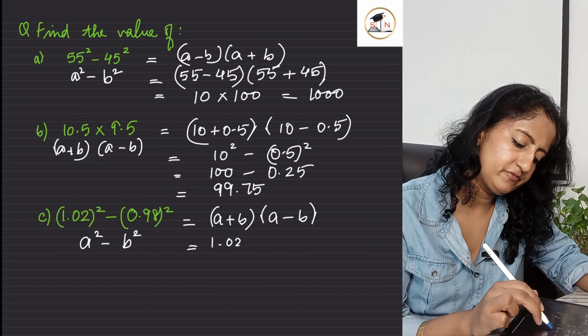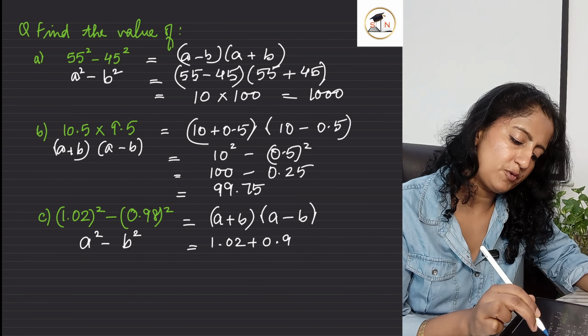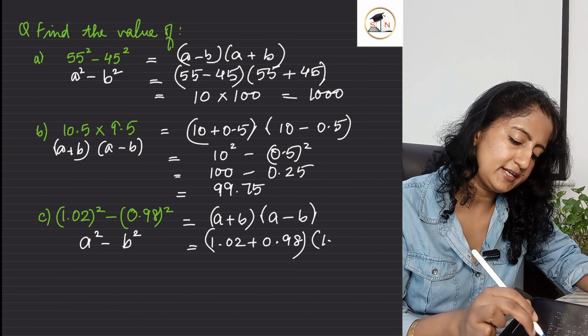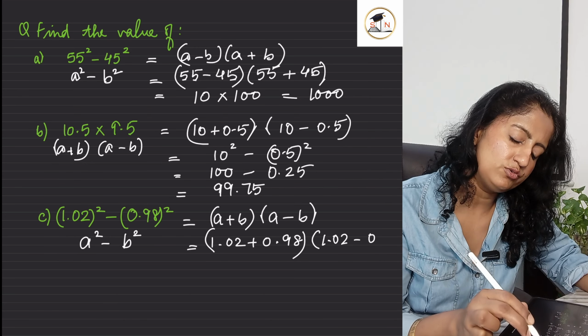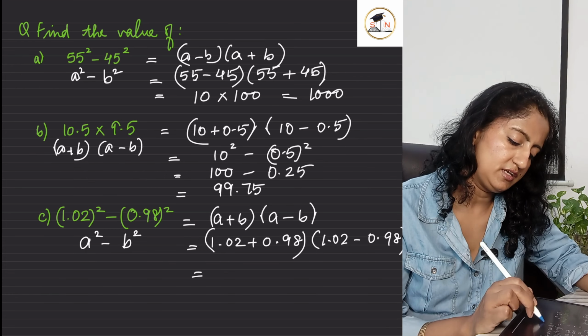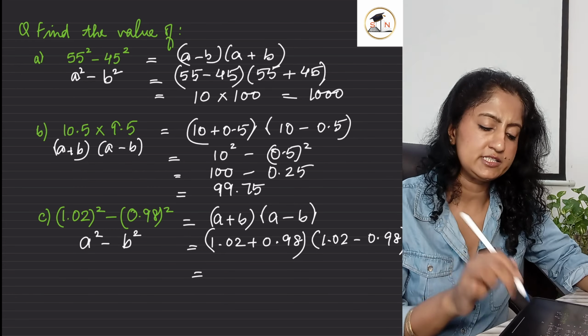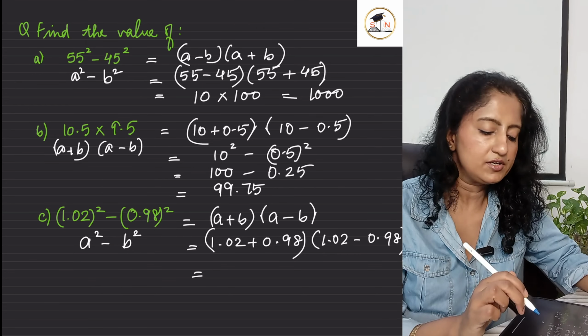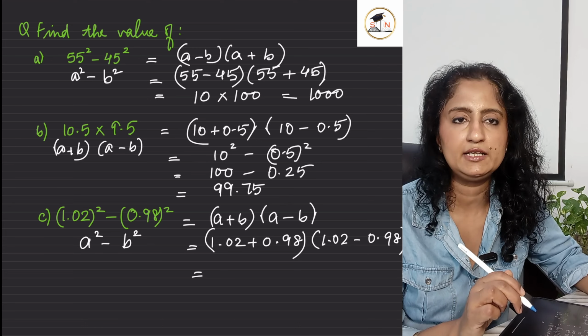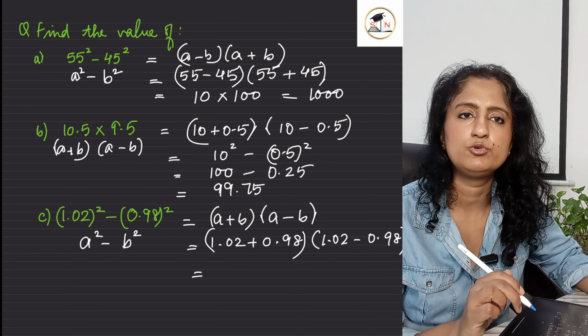1.02 and plus 0.98. This is what we get in the first bracket. The second bracket gives us 1.02 minus 0.98, right? Now add them, and guys, when we are doing these questions, try to get into the oral calculations. The more you do your calculations mentally without writing, the faster you will be.